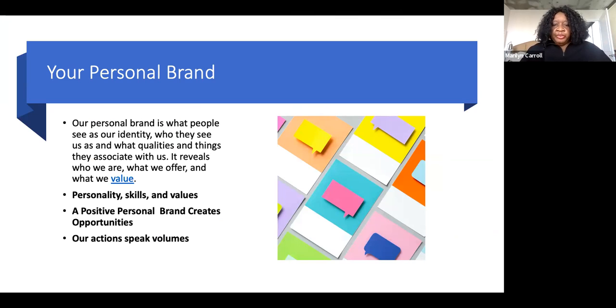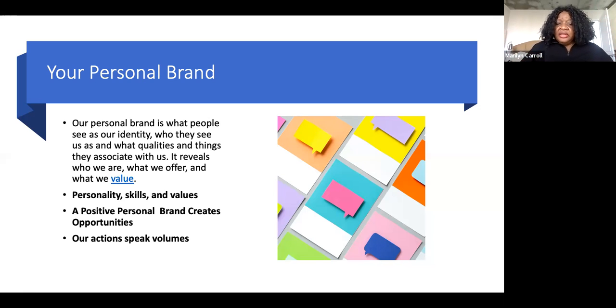So our personal brand is what people see as our identity, who they see us as, and what qualities and things they associate us with. It reveals who we are, what we offer, and what we value. So values matter. And if you want people to see a certain value coming out of you, you have to model that every day. You have to carry that with you on a daily basis.